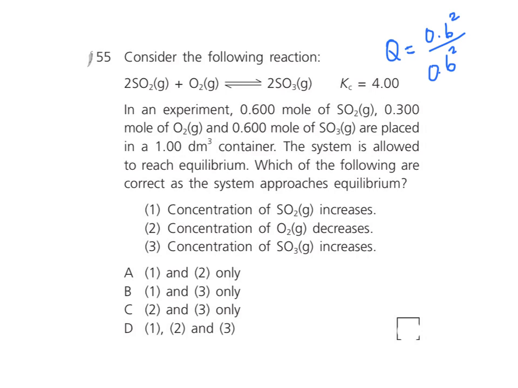And the oxygen concentration was 0.3, and that's not being squared. So 0.6 squared over 0.6 squared cancels, and we're left with 1 over 0.3, which is going to be about 3 point something. 1 divided by 0.3, which means we're less than Kc. So Q is smaller than Kc, which means this reaction has to go forwards. If it goes forwards, the SO3 concentration will increase, and the other 2 concentrations will decrease.